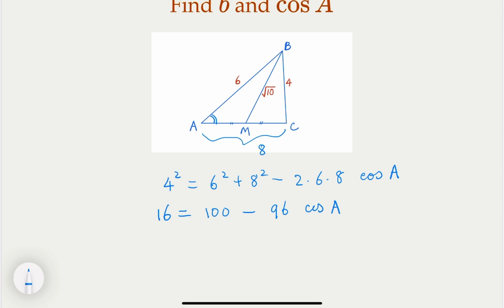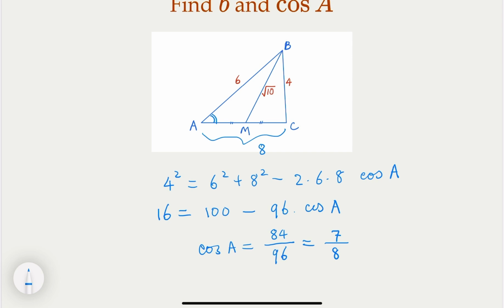So what is cosine A here? Cosine A would equal 84 over 96, and if you divide by 12, it's going to be 7 over 8. All right, so that's good.